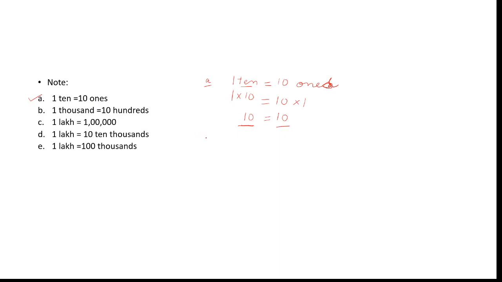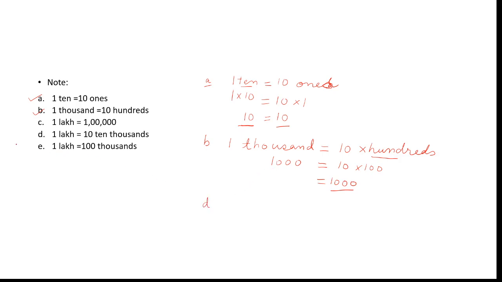10 equals 10. Now moving to the next question, I am going to explain the B part. 1000 equals 10 hundreds. Now you all know 1000 has 3 zeros. In place of hundreds I am going to write 100, and it will be equal to 1000. You can see the right hand side and left hand side are both equal.